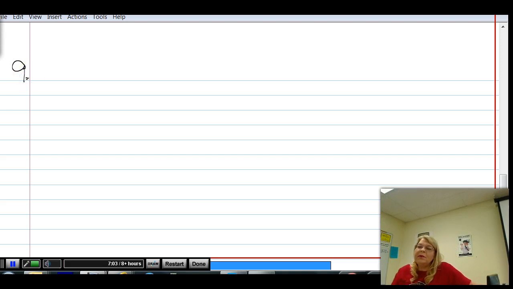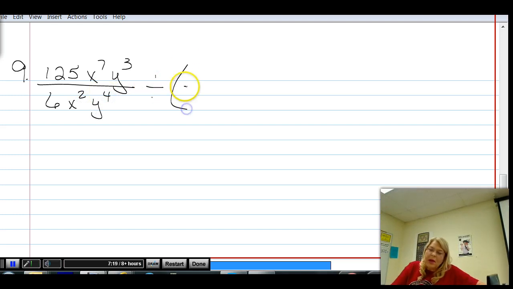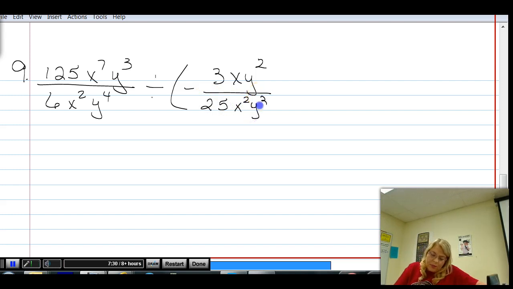Number 9 says I have 125 x to the 7th y to the 3rd over 6x squared y to the 4th, divided by negative 3x y squared over 25 x squared y to the 3rd. Before I can do anything, I have to use the reciprocal on the second one, right? So I've got 125 x to the 7th y to the 3rd.